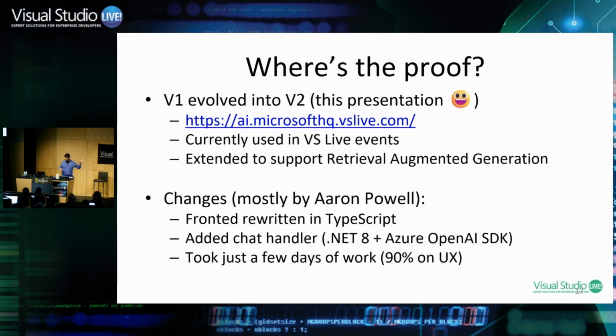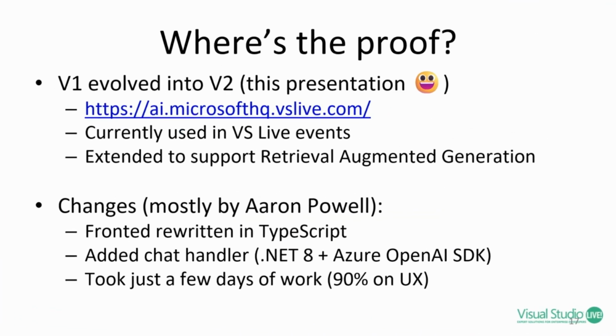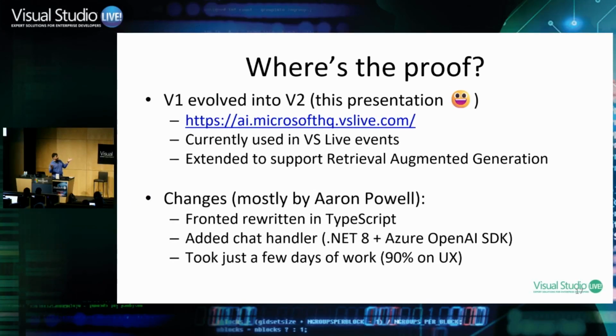So you still have both version 1 and version 2 if you want, but of course we'll be focusing on version 2. In version 2, especially, the front end has been rewritten in React with TypeScript. Everything has been rewritten to use .NET 8 using the OpenAI SDK. And just as proof of how well this microservices architecture worked, in just a few days of work, 90% of which was on UX, we were able to move from V1 to V2, which required, for example, the natural language processing part and a better UI. So it's just very easy to adopt.